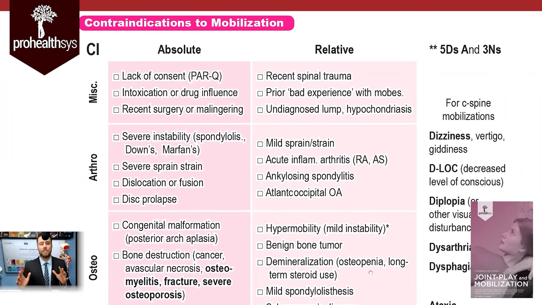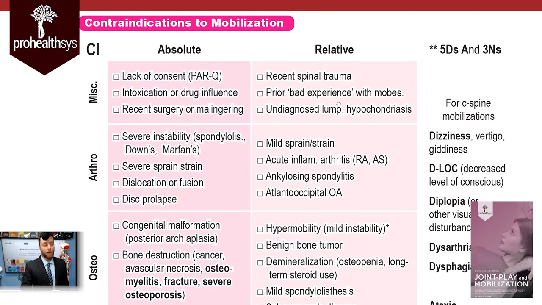We classify these things across as absolute contraindications, relative contraindications, and then just for fun, the 5 D's and the 3 N's for cervical contraindications as well. I don't know if I've mentioned those before. Have you heard this before, of the 5 D's and the 3 N's? No, it doesn't sound familiar. I've only mentioned it like 20 times, right? Okay, so just so we're clear, legally I can say that I told you all of this.